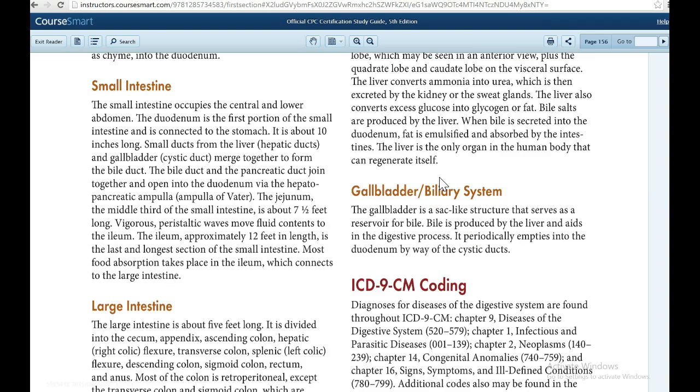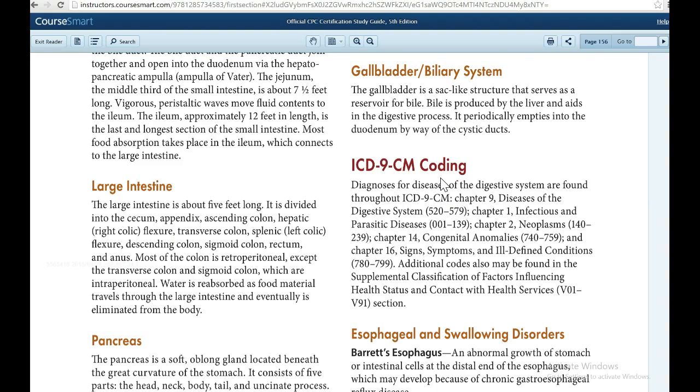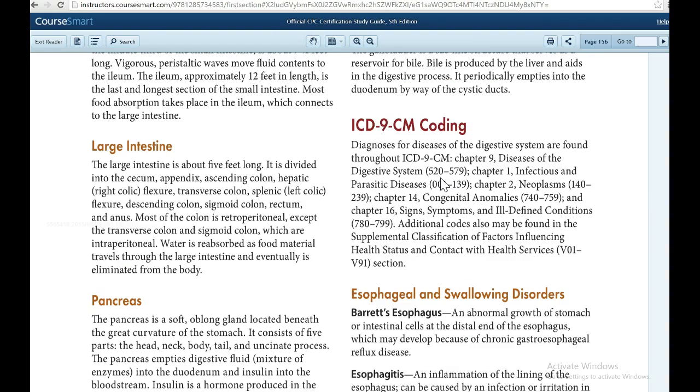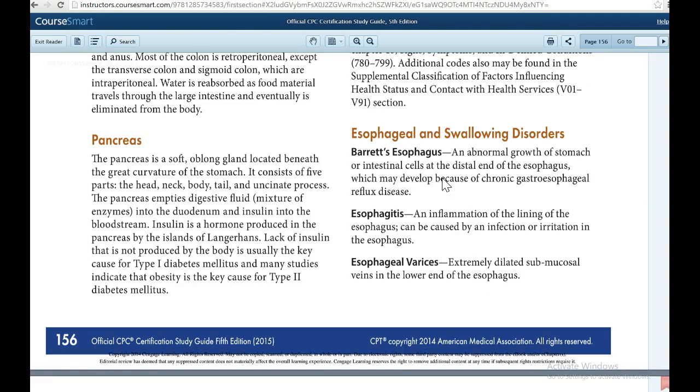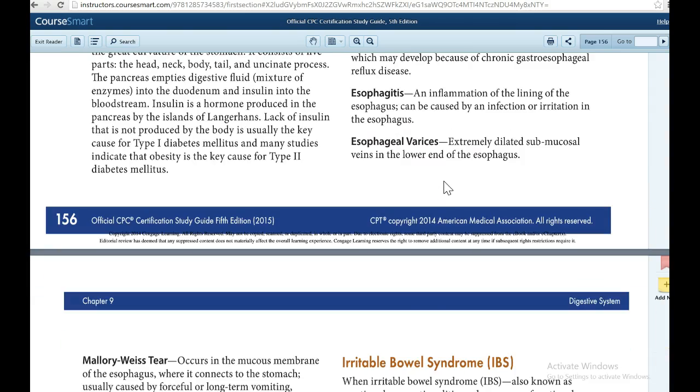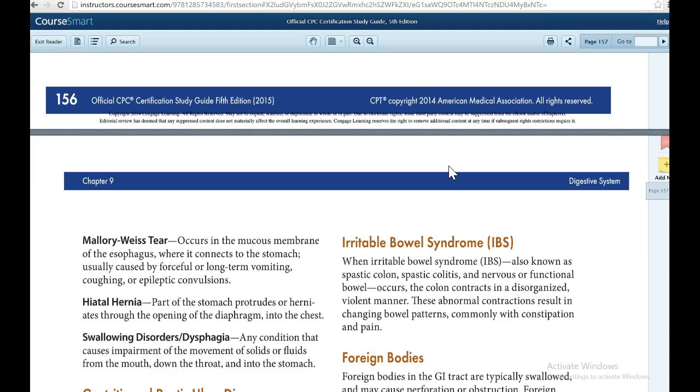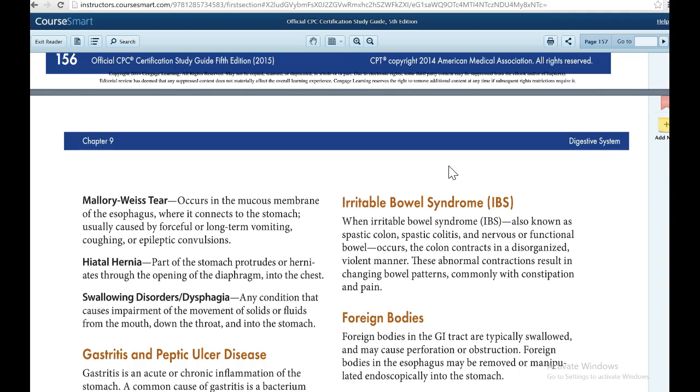The gallbladder system. All right, make sure you know the coding concepts for this section as well. Know what esophageal and swallowing disorders a patient may have, such as Barrett's esophagus, esophagitis, and esophageal varices. Mallory-Weiss tear, hiatal hernias, swallowing disorders. Now, the hiatal hernia is a diaphragmatic hernia. That is what a hiatal hernia is.